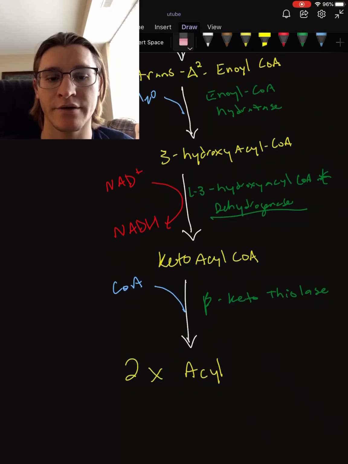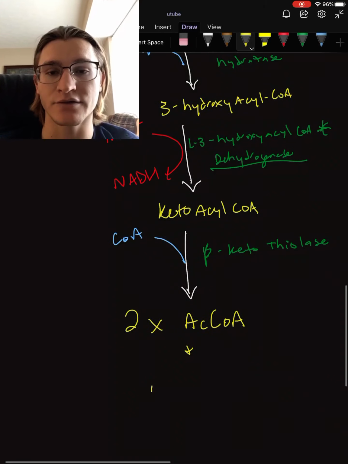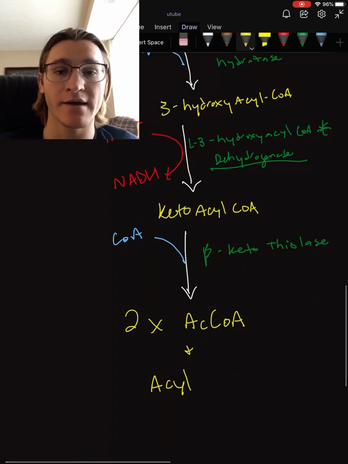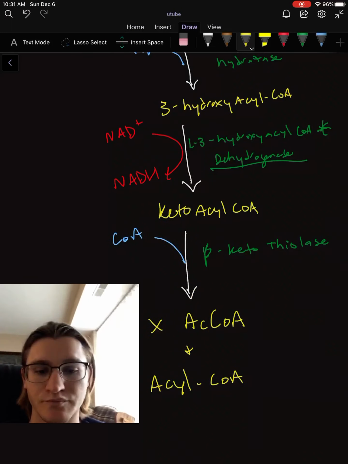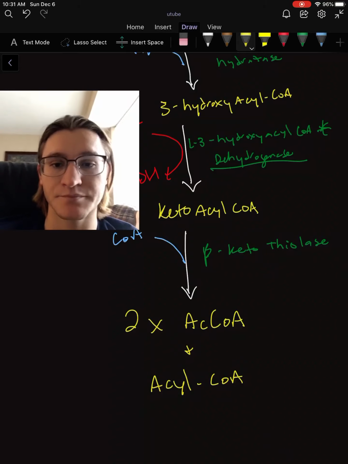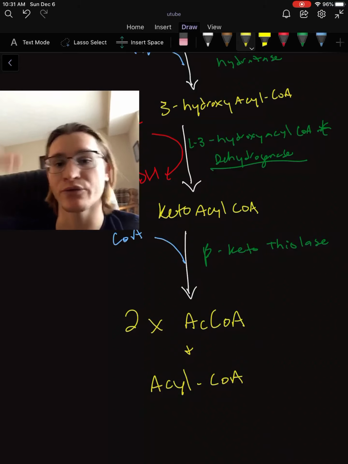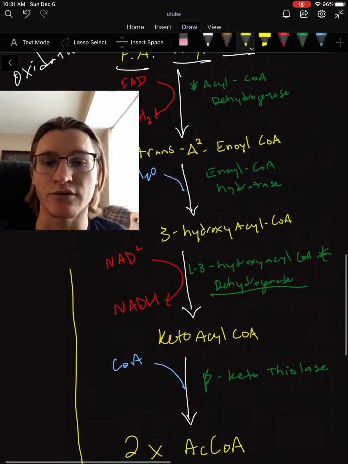So I made a mistake here. I'm going to erase that. So two acetyl CoAs, and then one acyl CoA, which we're going to send back, and it's going to restart this process so we can create more energy. So two acetyl CoAs and acyl CoA. And the acyl CoA is going to go and we're going to restart the process. It's going to be reused for repeating the cycle.